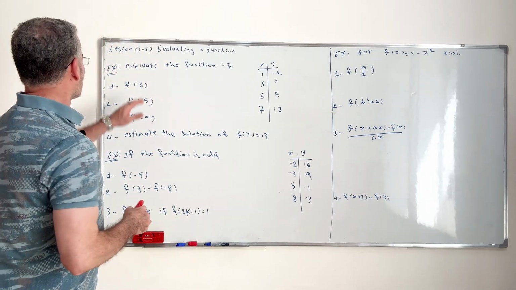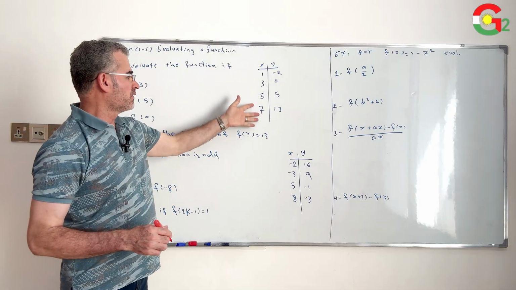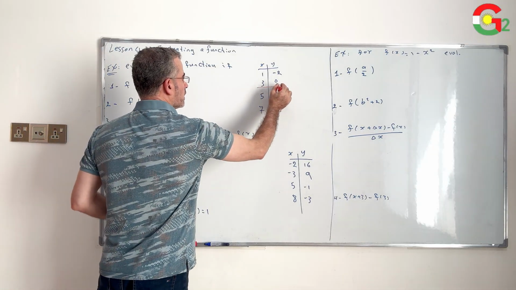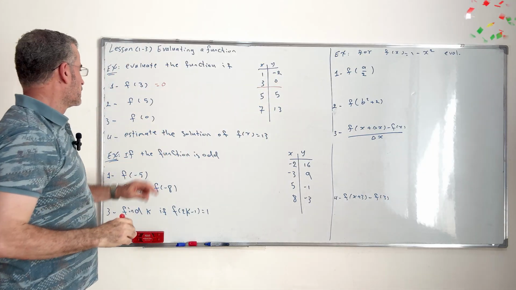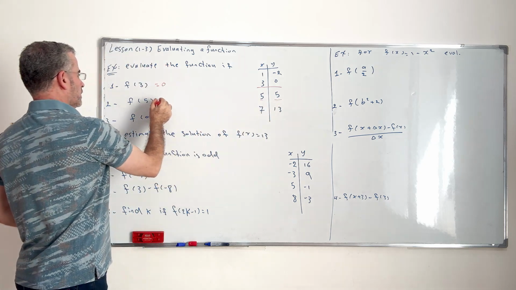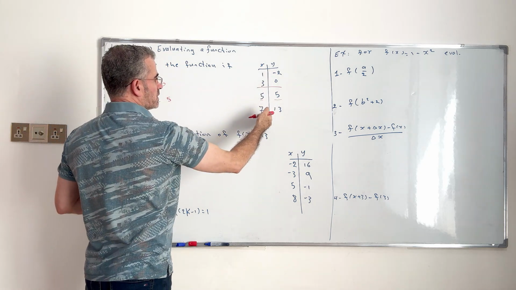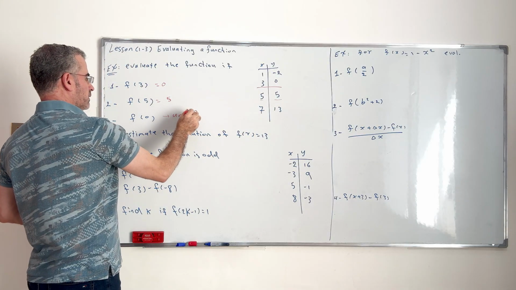Example, evaluate the function if you have this given table. f of 3, as you see, the value of f of 3 is 0. Then it is 0. f of 5, the value is 5. f of 0, we have no 0 here, then it is undefined.